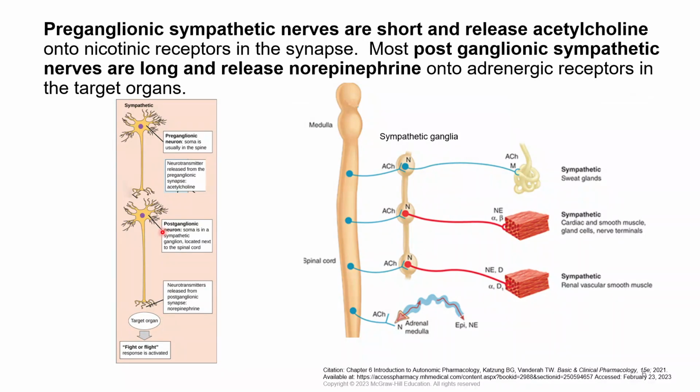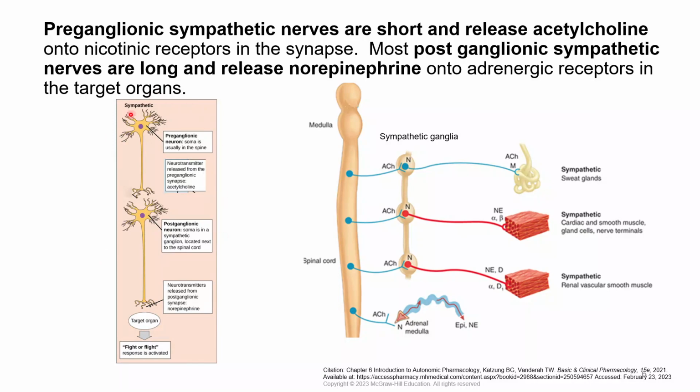So the preganglionic neuron, again, is releasing what? It's releasing acetylcholine as its neurotransmitter onto the postganglionic neuron. The axon of the preganglionic neuron is relatively short compared with the axon of the postganglionic neuron. So the postganglionic neuron tends to have a very long axon that goes all the way out to a target organ, and then it's going to release norepinephrine as its neurotransmitter to help mediate that fight or flight response.